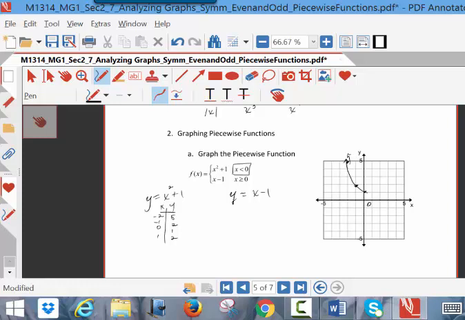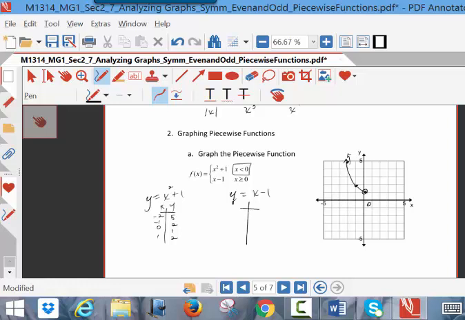Now, one more thing I have to be careful of is right here at the point 0, 1, I need this to be an open circle. Why do I need that to be an open circle? It's a less than, not a less than or equal to. Okay, so now let's do the other one, x minus 1.